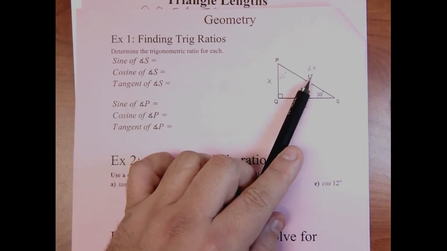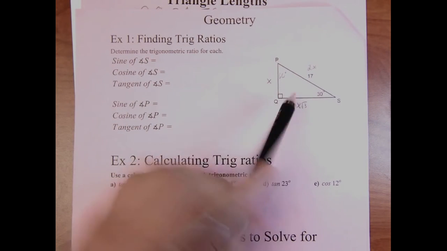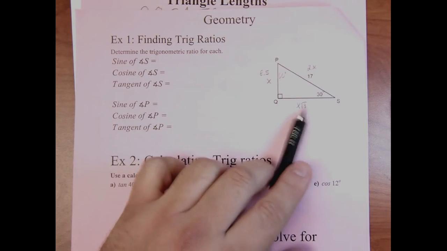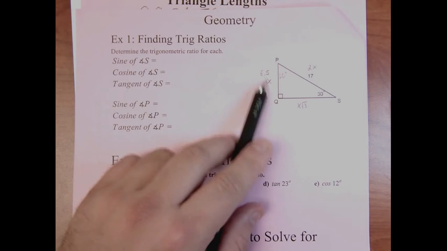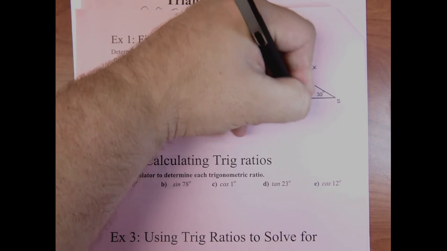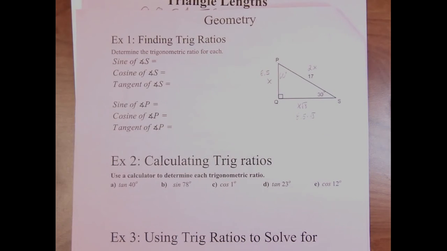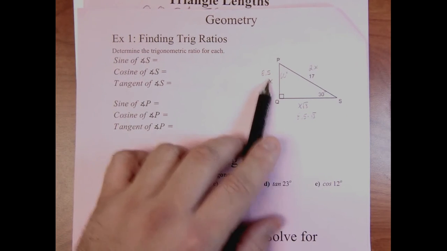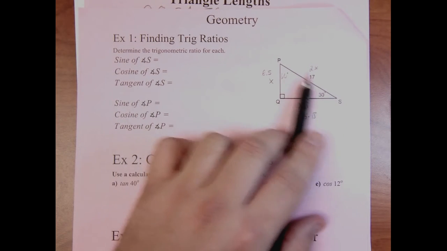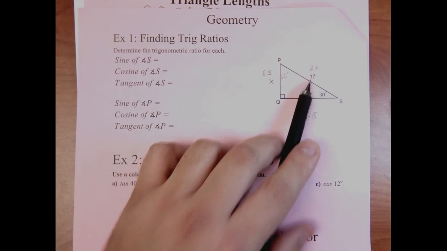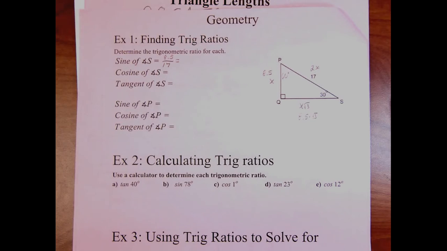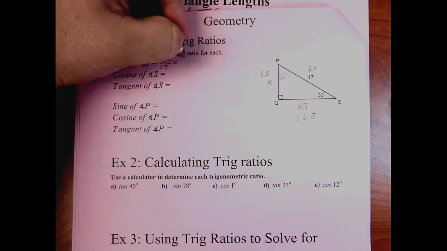So this is 17. This side should be half the length of the hypotenuse, so this will be 8.5. And this side should be the square root of 3 times bigger than this number, so it's going to be 8.5 times the square root of 3. So the sine of angle S, if this is my angle, then this would be my opposite side, and this would be my hypotenuse. It's across from the 90 degree. So sine would be represented by 8.5 divided by 17, which of course will simplify to 1 over 2.